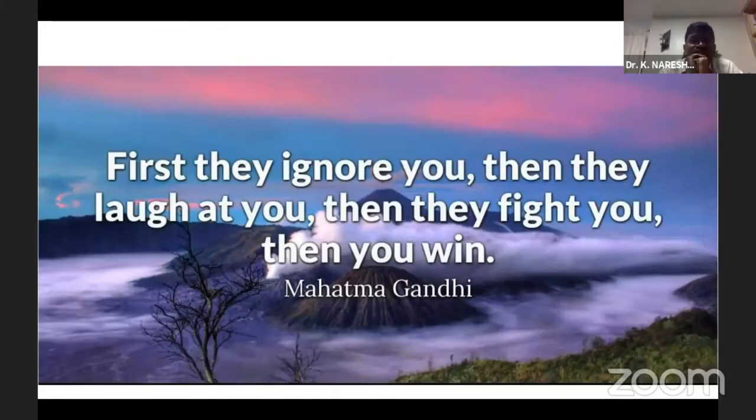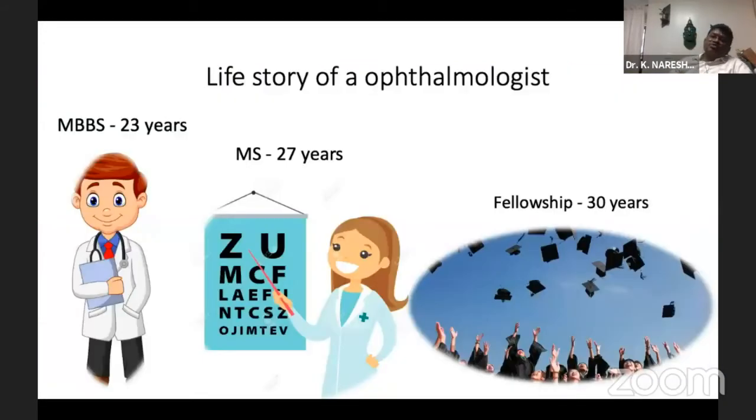This is a very famous dialogue, the message given to us by Mahatma Gandhi. Whenever a new idea comes, first they ignore you, then they laugh at you, and then they fight you, and you win. So I think my fellow debater, Dr. Girish Rao, is in the third phase. Now he's going to fight with me, rather debate with me. And at the end, he will learn with us and he'll win, actually, and you win.